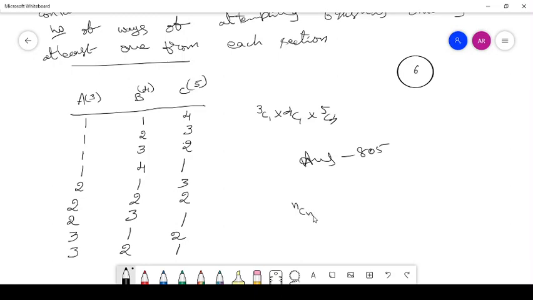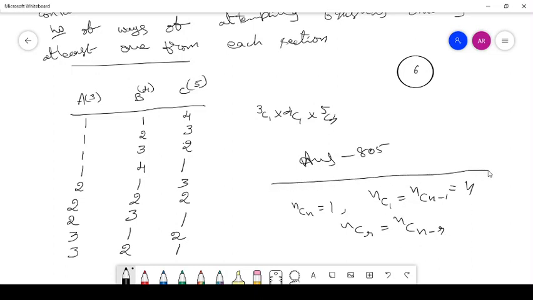So you have to remember the results. NCN is equal to 1, and NC1 is equal to NCN minus 1 is equal to N. NCR is equal to NCN minus R. If you remember all these results, you can do the problems very easily. Okay. Thank you.